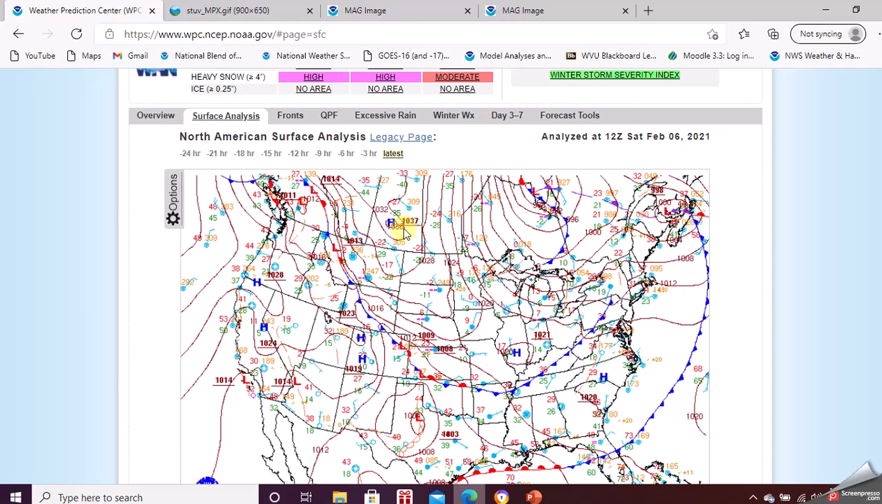Again, 1033. Here's a 1,000 millibar low here. Maybe a little deeper, 998, 996 here. So the pressure gradient or the pressure change across this area is only about 40 millibars. But that is a significant pressure change. It really is causing a lot of winds, which we're going to talk about later.